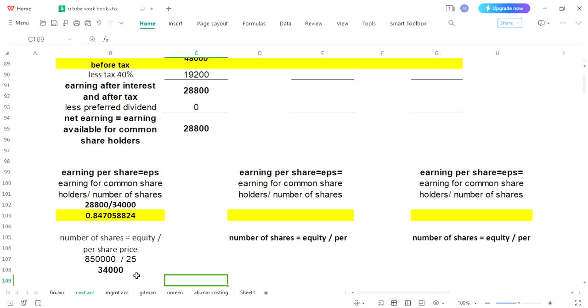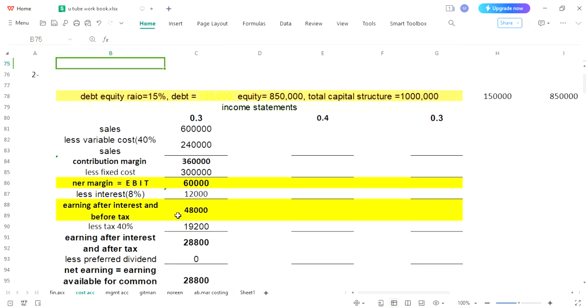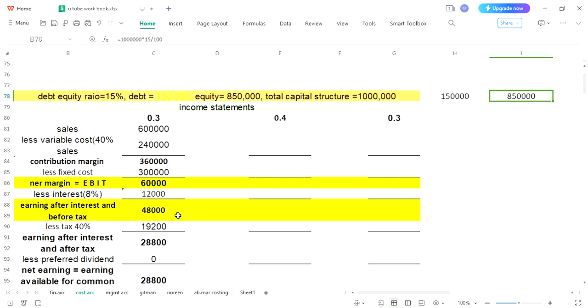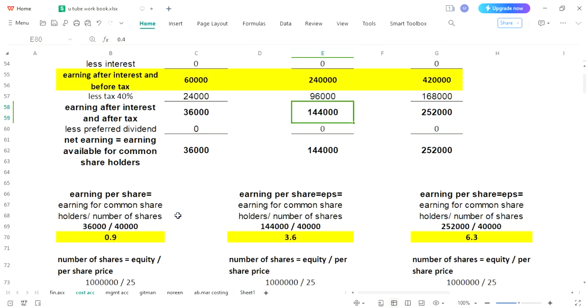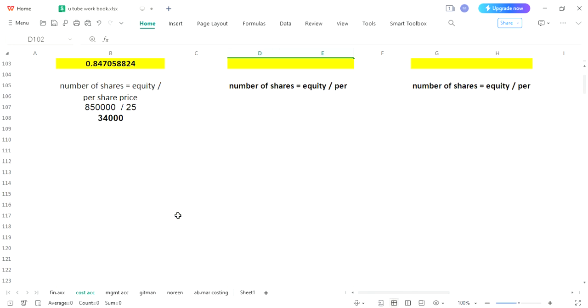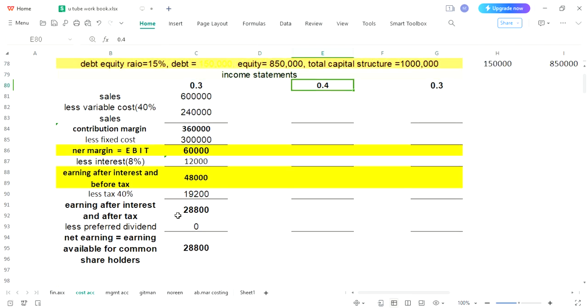Number of shares, okay, it may or may not be required. First part for second option, this is your second option we have started, where your debt has become 150,000 and we are going to calculate for second probability 0.4. Let me check, it is 0.4, yes. Okay, so here we are starting 0.4 probability.